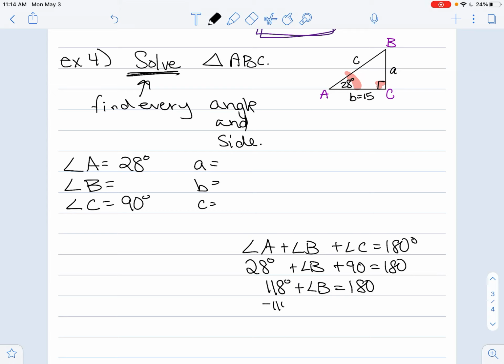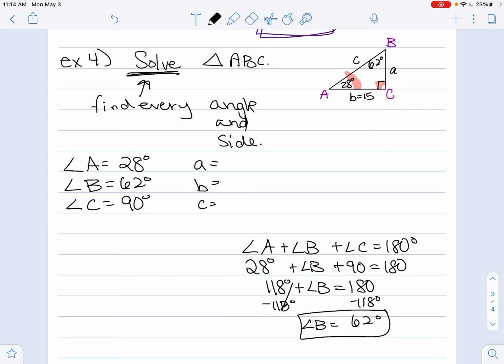So if I take that away from 180, we get angle B equals, I'm going to do that on my calculator, 180 minus 118 is 62 degrees. So we've got angle B is 62 right here. I'm going to write it in there. And now we're going to find all of our other sides.